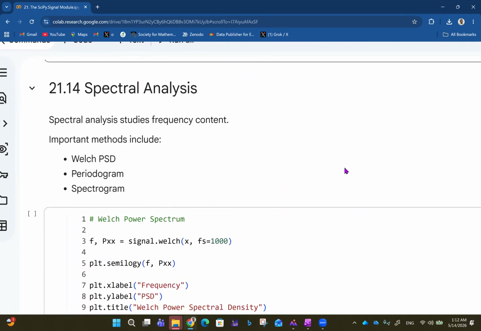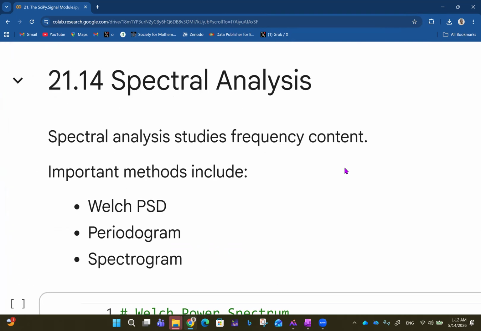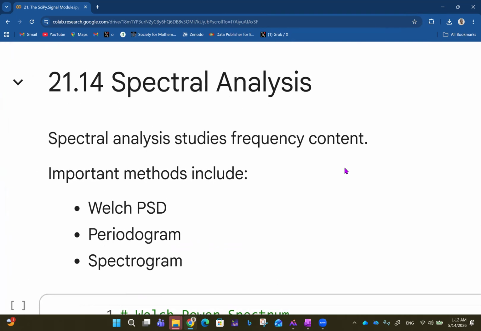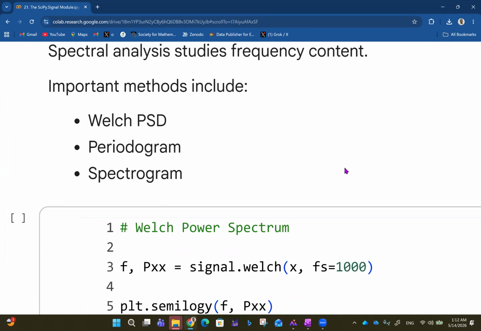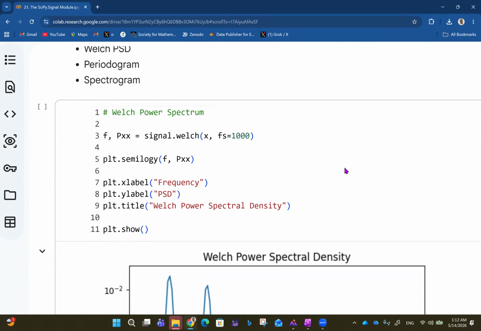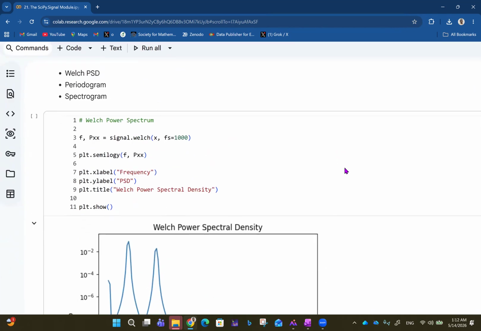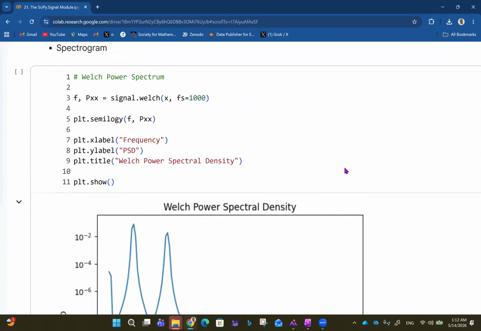Then we have spectral analysis. I have a playlist on spectral analysis, like I keep saying. So spectral analysis studies frequency content. So important methods in spectral analysis include Welch PSD, periodogram, and spectrogram, which I explained in some depth under the playlist on spectral analysis. So you want to check that out. So just go to my channel and click on playlists. Then you find spectral analysis.